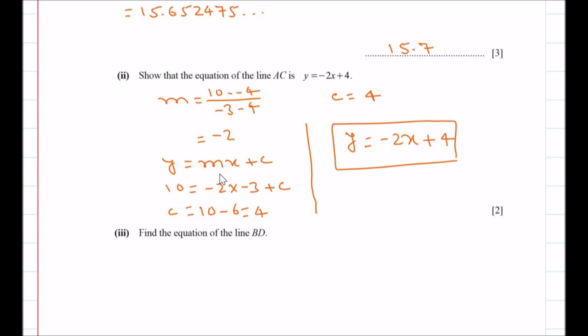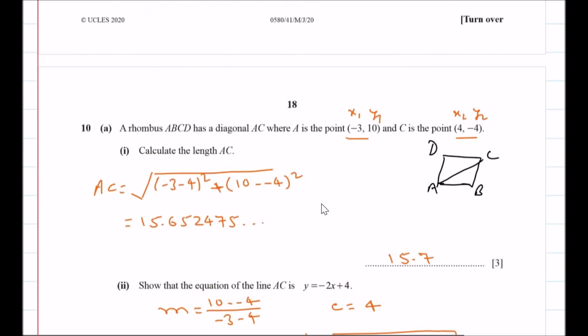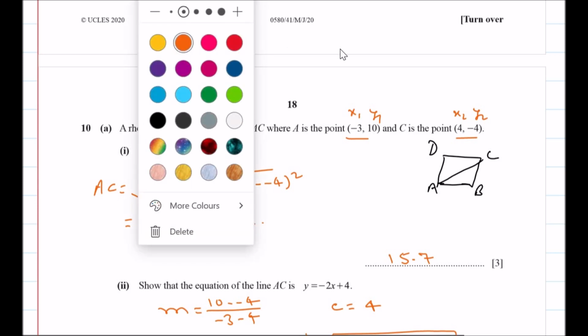Whenever you have a show that question, always show all the steps involved. Don't try to take a shortcut. Okay. Now, next part. Find the equation of the line BD. We have to find the equation of the line BD. You can see in the diagram here.